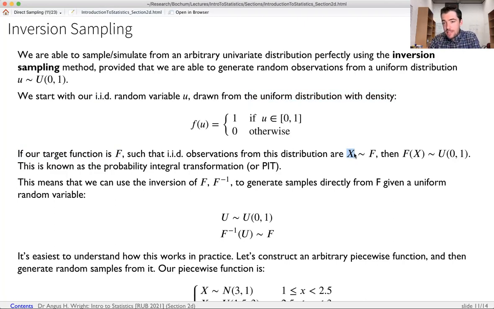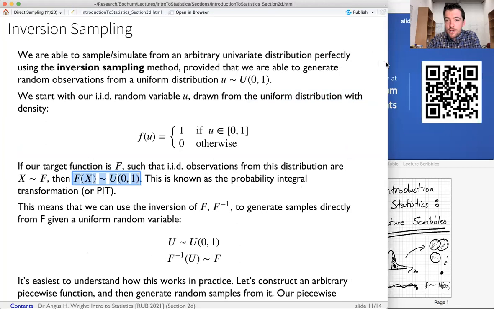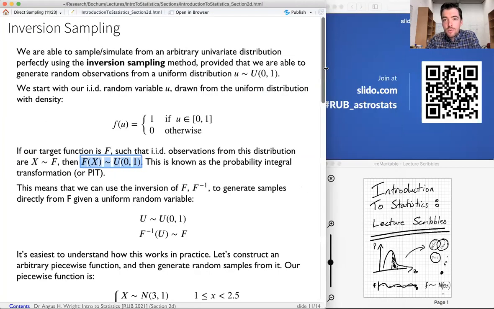But if these x are IID observations of the distribution f, then that means that if I sub in the values of x into my function f, the distribution of these values is the uniform distribution, 0 to 1. This here is known as the probability integral transform, or PIT. Okay, so let me explain why that is for a second, because I know that's probably counterintuitive.